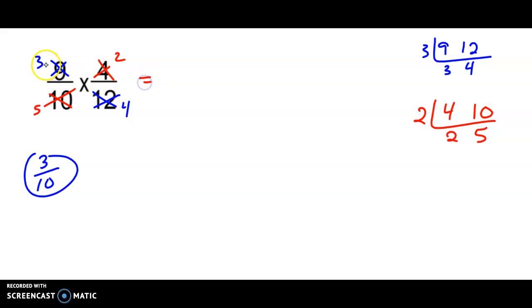But let's go ahead and solve it. 3 times 2 is 6. 5 times 4 is 20. Now, can I simplify that one more? Yeah, I can simplify one more time by dividing by 2, and I get 3 over 10. Now, the reason I had to simplify again is because of this reason right here.